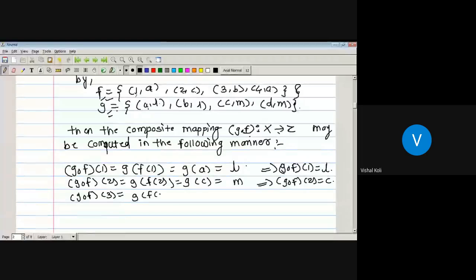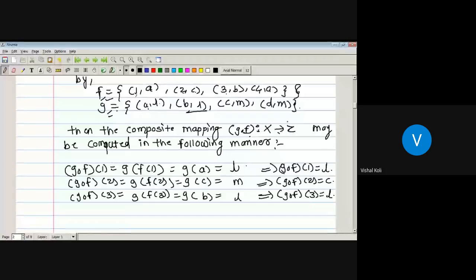Now the third one, g composite f of 3, which is equal to g of f of 3. What is f of 3? 3 is mapped onto b, which gives g of b, and b is mapped onto l, which implies g composite f of 3 is equal to l. Now finally, the last element of capital X, which is nothing but 4.